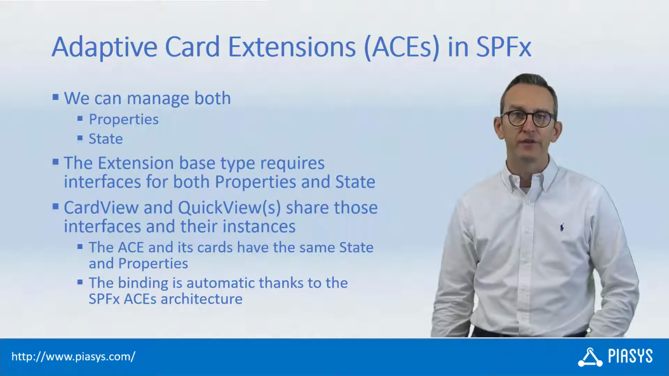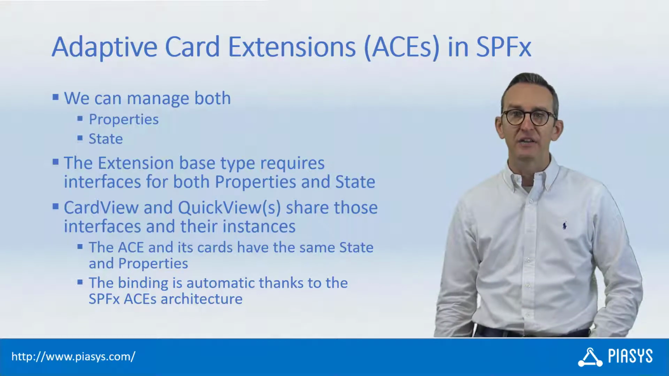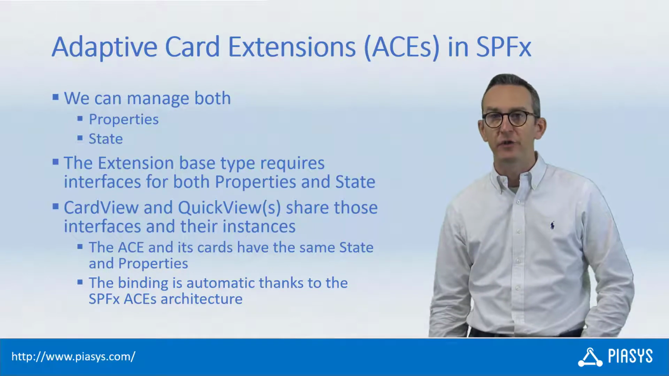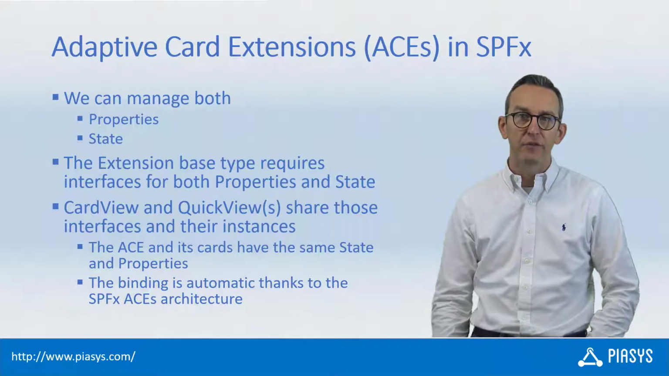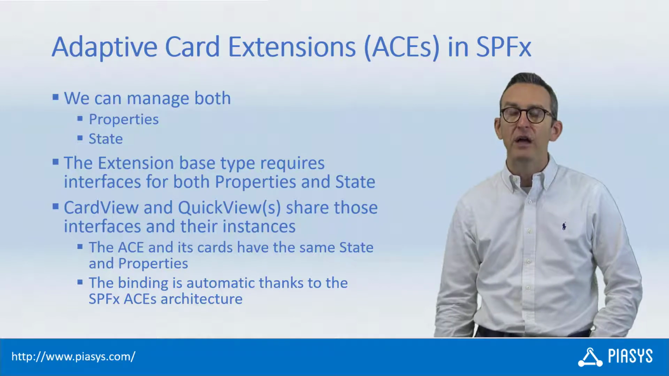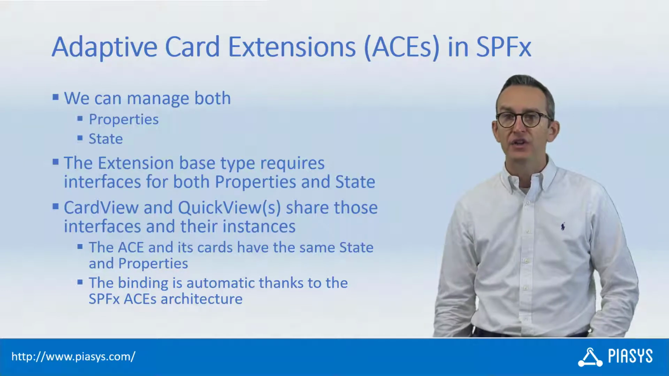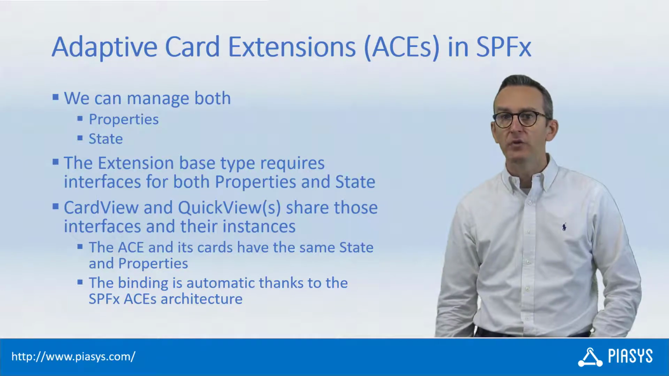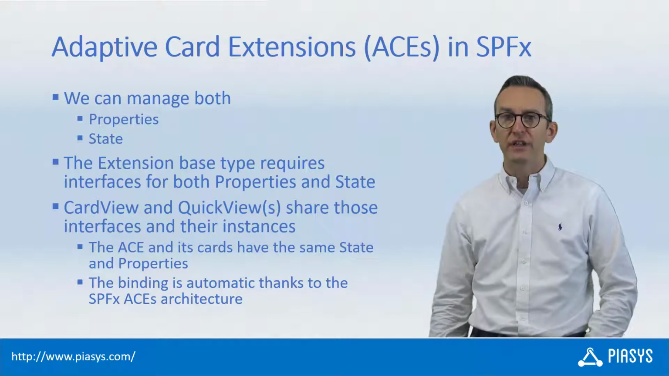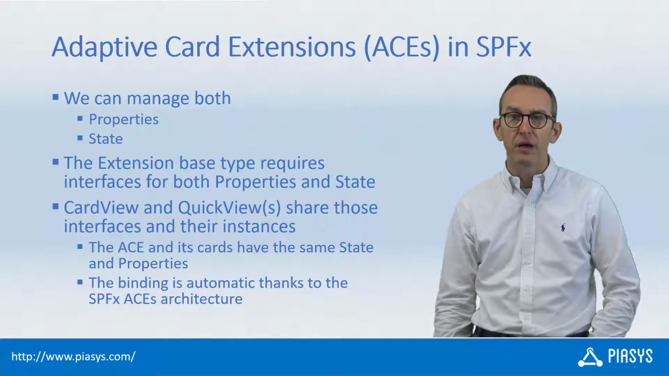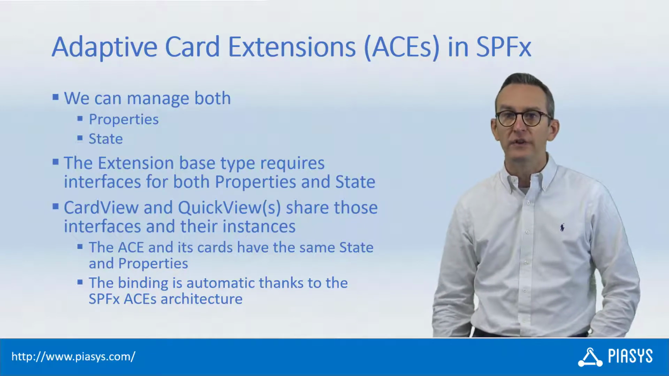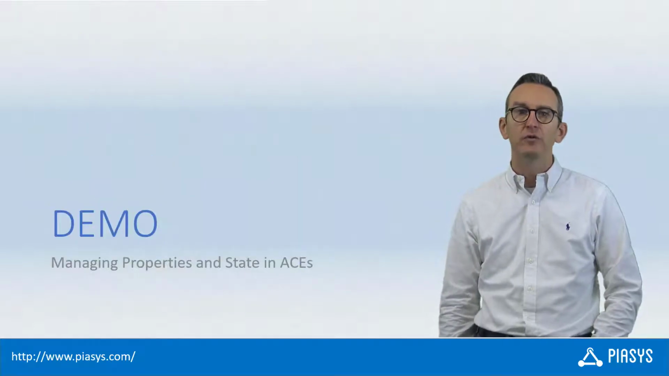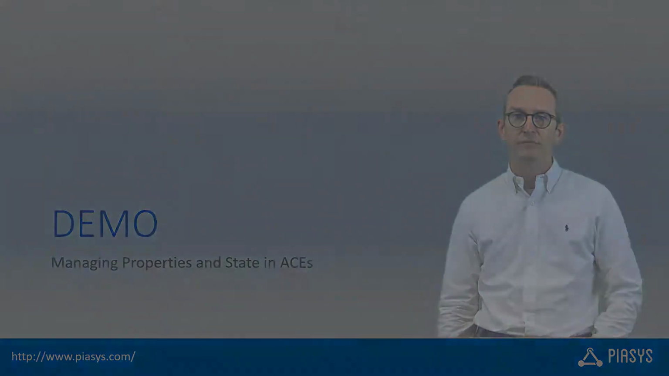The interesting part of the story when we are talking about adaptive card extensions is that those interfaces for the state and the properties are shared with all of the cards, I mean the card view and the quick views that you can have for an adaptive card extension. And the SharePoint Framework infrastructure will automatically bind those interface instances in order to share the same properties and the same state across the card extension and all of the cards that you have inside the adaptive card extension. So let me move to the demo environment and let me show you that in action.